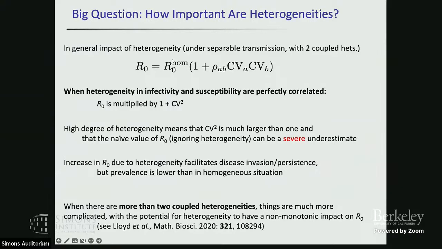In general, in this setup, the reproduction number is given by the reproduction number under the average, multiplied by a factor of 1 plus the correlation between the susceptibilities and the infectiousnesses, multiplied by the coefficient of variation of the susceptibilities and the coefficient of variation of the infectiousnesses. The previous result is a special case when infectivity and susceptibility are perfectly correlated. So that correlation coefficient is 1, and the square of the coefficient of variation equals variance over the mean.